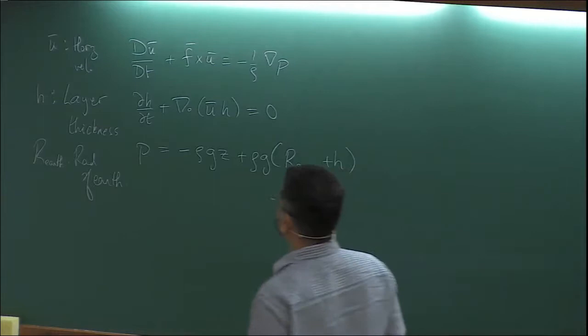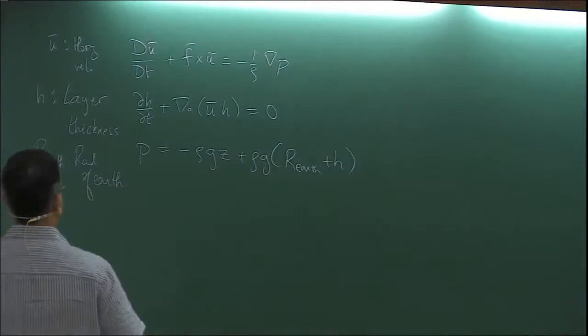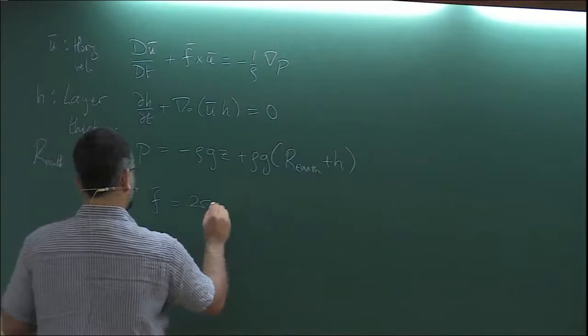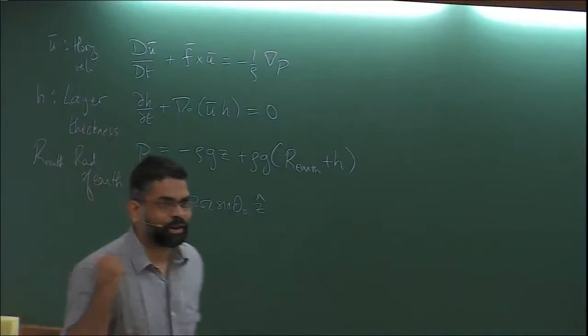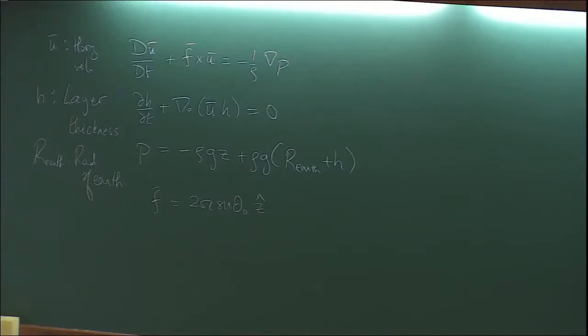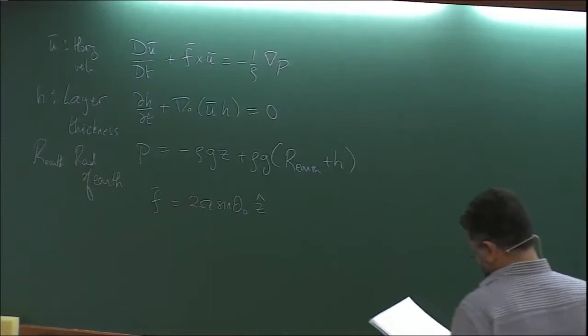All right, so, forgot to mention. F is, as Mani mentioned, 2 omega, let's say some fixed sine theta z naught. I could have added a beta term, and I'll add it later on, but I kind of want to just keep equations simple for now, and then also emphasize the fact that many of the additional complexities come along for the ride. The hard part is not there. All right, very good.